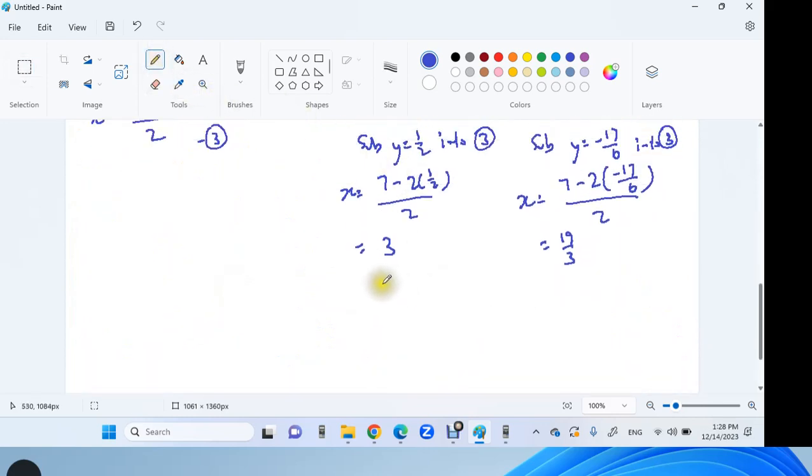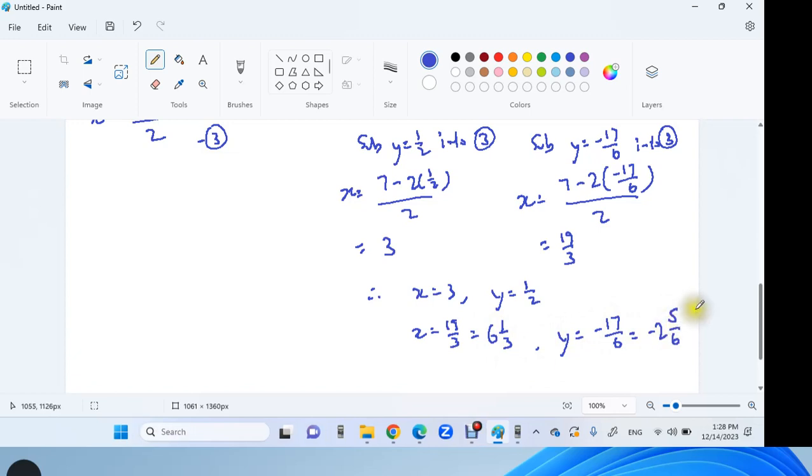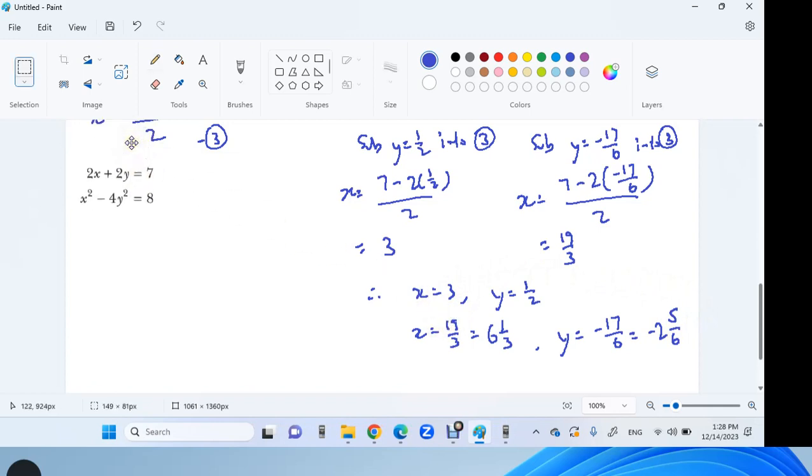That is, when x equals 3, y is half, and when x equals 19 over 3, which is 6 and 1 over 3, y is negative 17 over 6, which is negative 2 and 5 over 6. Okay, so how do we check whether the answer is correct or not? What we can do is like this.